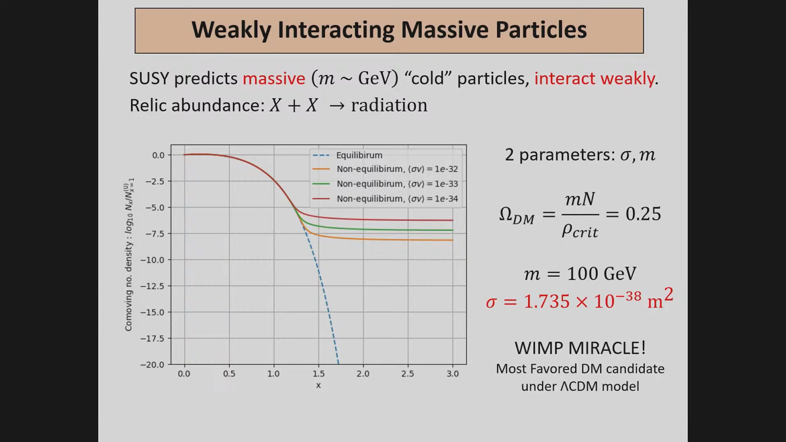On one hand, we have a cosmological theory that requires us to have a particle of this mass and this cross section. On the other hand, we have an independent theory that predicts that there exists such a particle of this mass and this cross section. This is what we call the WIMP miracle, and that places weakly interacting massive particles as the most favored candidate for dark matter and the lambda CDM model.